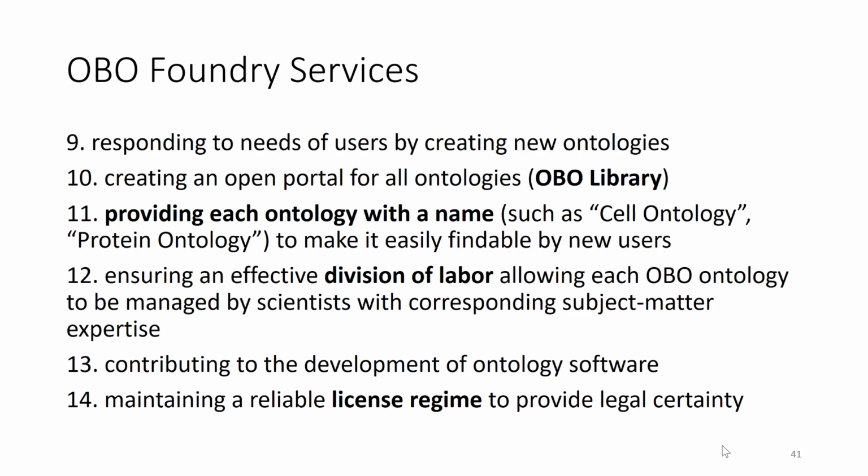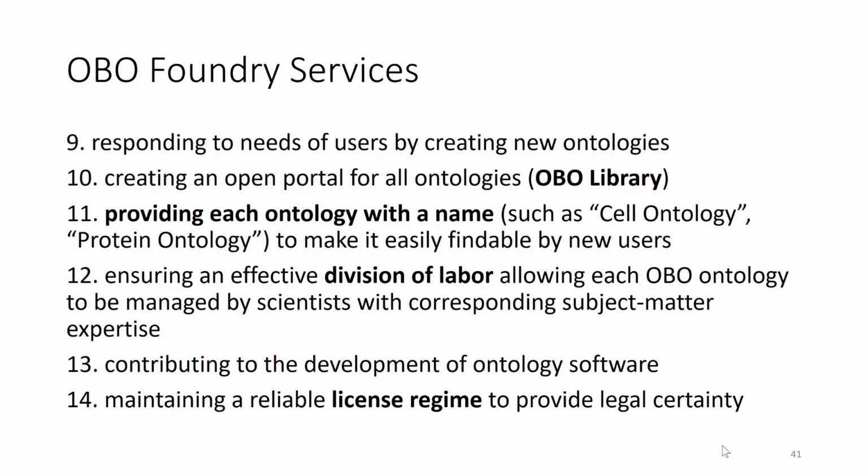Ontology was a relatively small-scale activity. It was a cottage industry, and people didn't know where to find ontologies. The OBO library made it easy to find ontologies, because you could say, well, where do I find an ontology with material about proteins? Well, in the protein ontology.